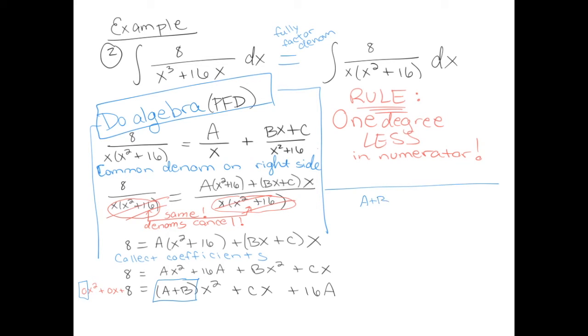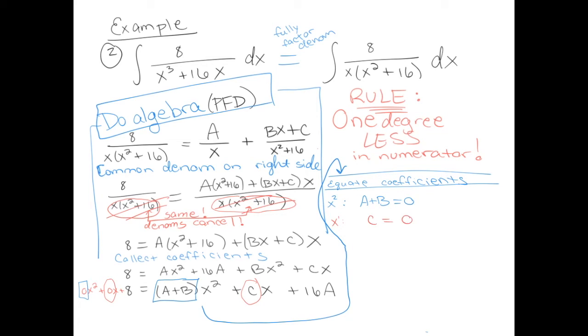So I get a plus b is equal to 0. And now the coefficient of x should be equal to the coefficient of x. c is equal to 0. And finally, the constant term should be equal to the constant term. 16a is equal to 8. So this is 3 equations and 3 unknowns. This one is telling us that a is equal to a half. Obviously, c is equal to 0. That one's pretty clear. And this one, if a is equal to half, then b is equal to negative half. Okay, so we've got our desired values for a, b, and c.